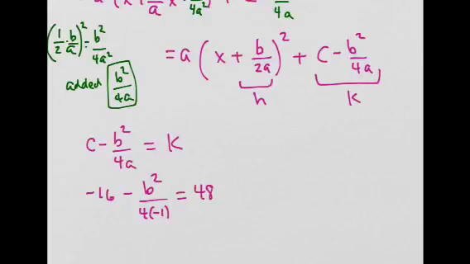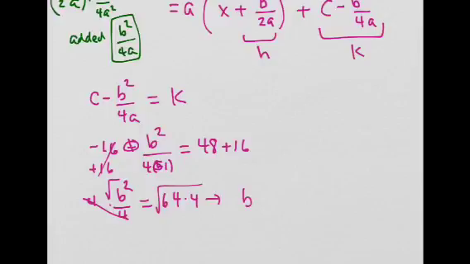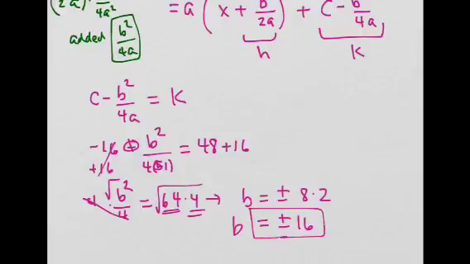So I'm going to, step by step, solve for b. First thing I'm going to do is add 16. And then right here, this negative and this negative, because we're doing 4 times negative 1, cancel. So I have b squared over 4 equals 64. So I'm going to multiply by 4. I can multiply 64 times 4, or I can just take the square root of both sides. And so I get b is plus or minus 8 times 2, because the square root of 64 is 8, the square root of 4 is 2. So then b is plus or minus 16. And so, boom, there it is.